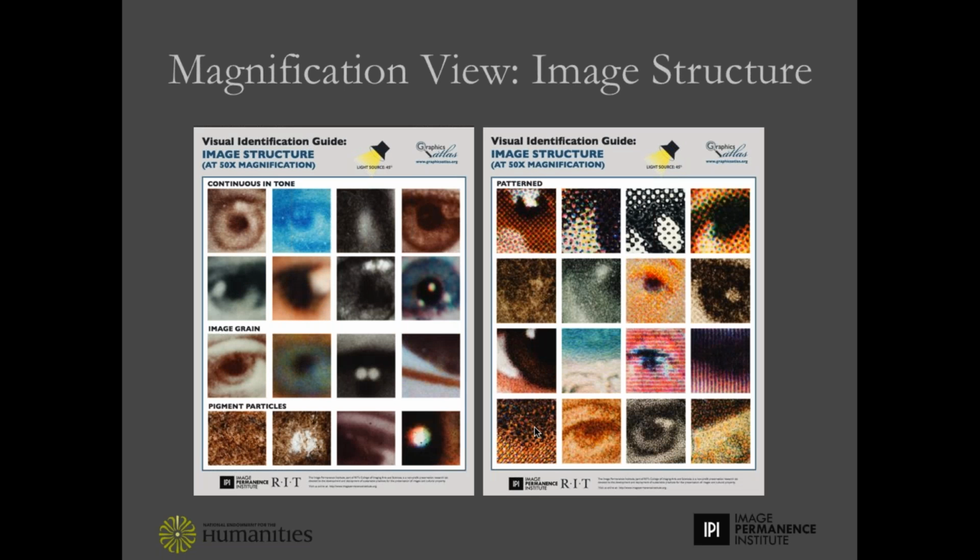And finally, we have a guide that shows image structure at 50x magnification. Notice we have another layer here. We have another kind of category here. With higher magnification, the image grain of some prints is visible. This may be silver conglomerates from enlarging a negative, or it can be the structure of the color image, like dye clouds or bleach halos. This can be a key identifying feature for color photographs.